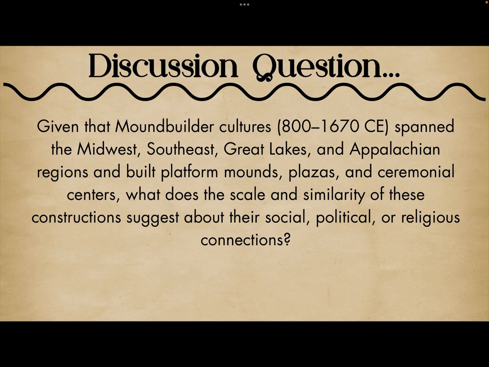And then at the end is my discussion question: given that Moundbuilder cultures, up to 1670 CE, spanned the Midwest, Southeast, Great Lakes, and Appalachian Mountain regions, and built platform mounds, plazas, and centers, what does the scale and similarity of these constructions suggest about their social, political, and religious connections?